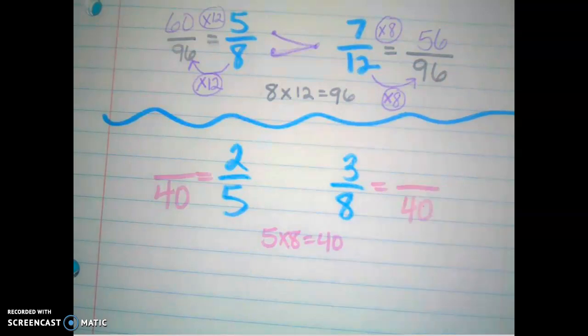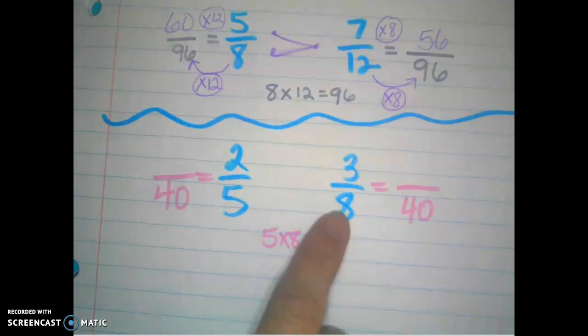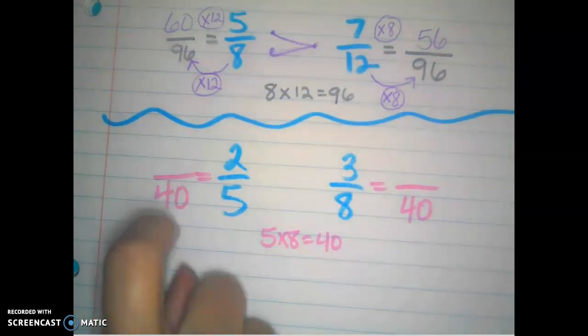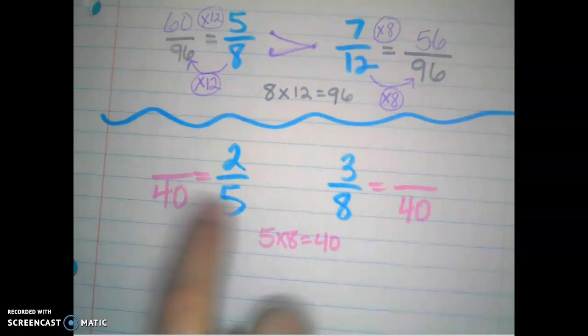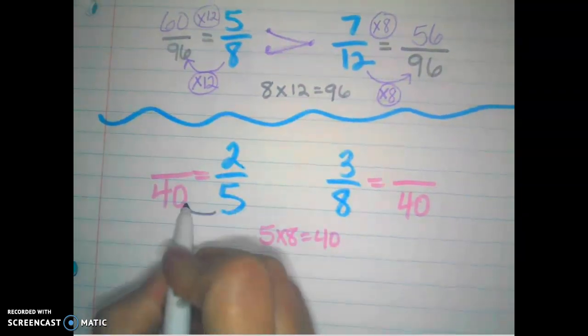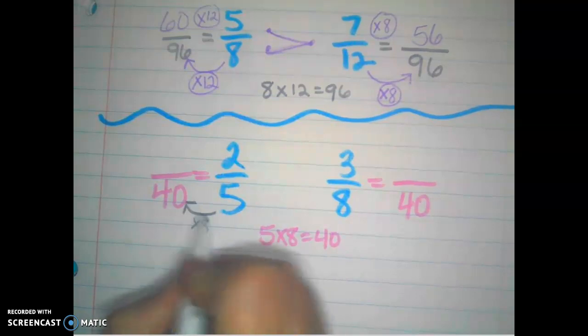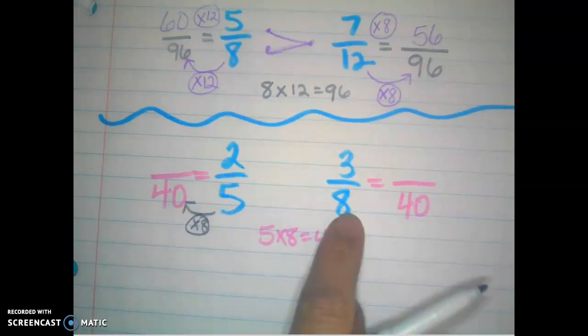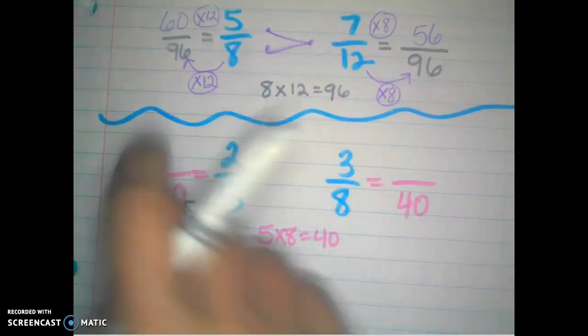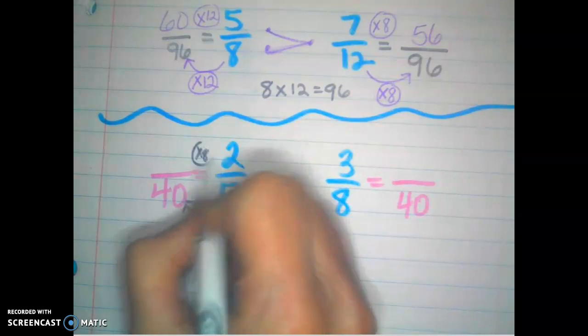Good. Now I can multiply to find my new numerator and denominator. We already have the denominator is 40. How did we get from 5 to 40? You multiply it by 8. We multiplied it by 8. If I multiply the denominator by 8, 8 times 5 is 40, then I'm going to do 8 times to get my numerator. What's 8 times 2? 16.